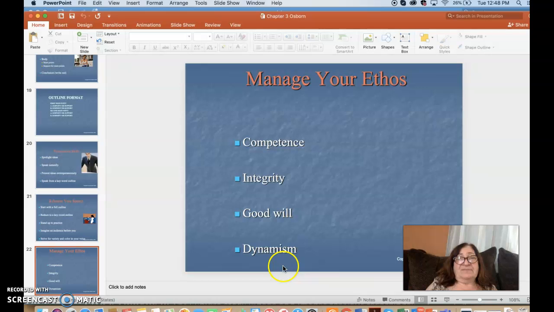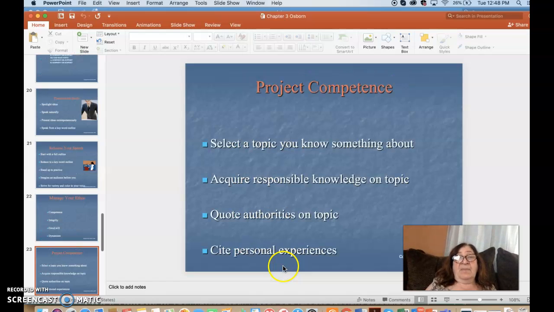Rehearse your voice. So manage your ethos, your credibility. Ethos, pathos, logos. Remember the three aspects of good speech delivery of rhetoric, according to Aristotle: ethos, pathos, and logos. Ethos is your competence, integrity, your credibility, goodwill, dynamism, honesty. Manage those things by projecting competence, projecting confidence.